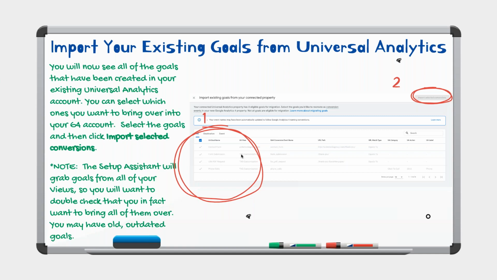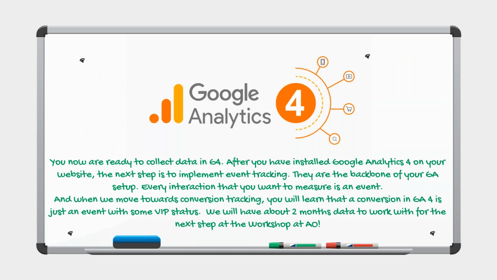For me, it's pretty easy. The TXG customization view is what mine is called under the view. So I'm only importing the goals from that. I'm not going to import goals from other views that I don't use anymore. So once I've gone through and verified which ones I want to bring over, I select them by the checkbox, and at the top right, I will click Import Selected Conversions. So again, just make sure that you're confirming which ones you want to keep and which ones you do not.